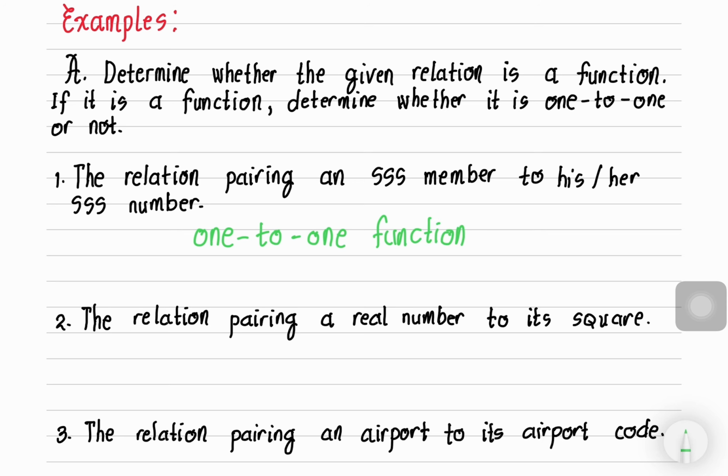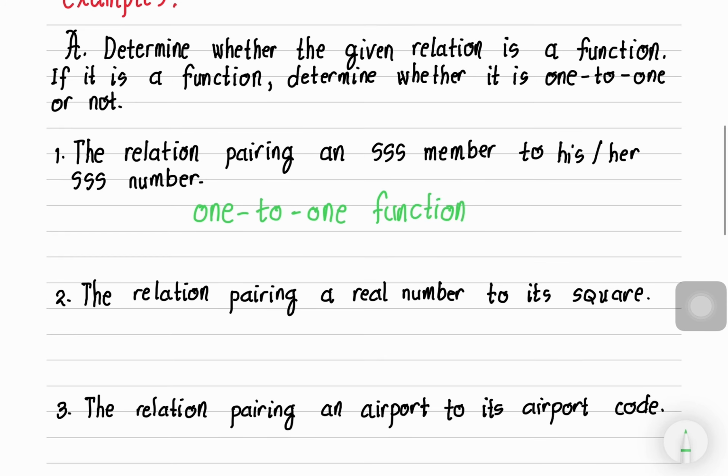Okay. Next, number 2, the relation pairing a real number to its square. Each real number has a unique perfect square, right? So, the relation is a function. However, two different real numbers such as, say for example, 2 and negative 2, may have the same square. But the function is not one-to-one. Okay? Say for example, the square root of 4, that is positive 2 and negative 2, right?